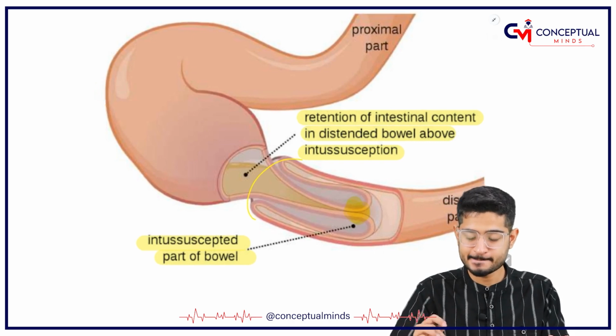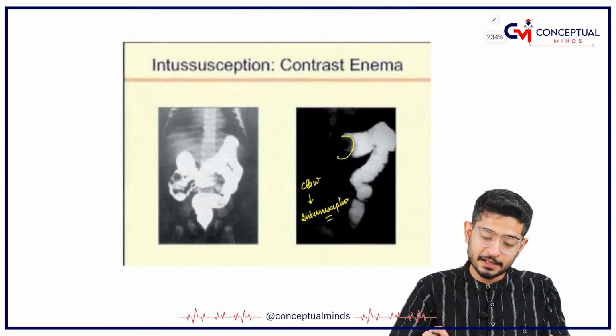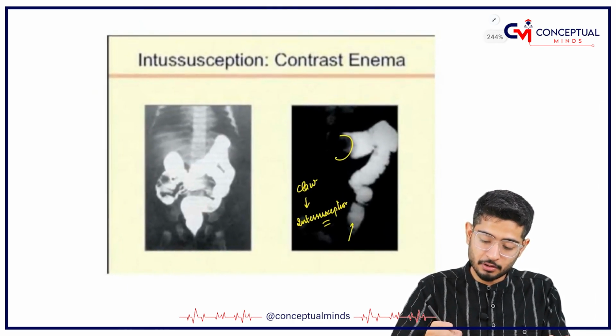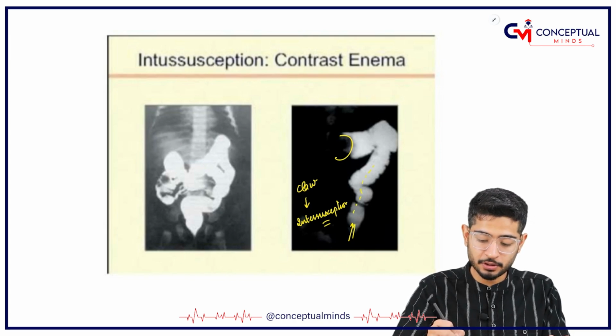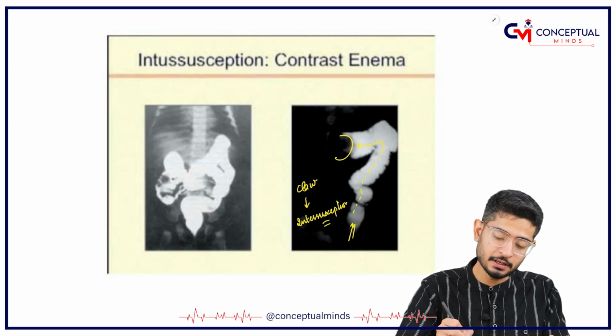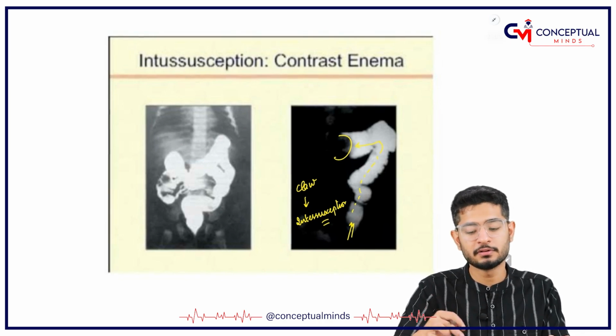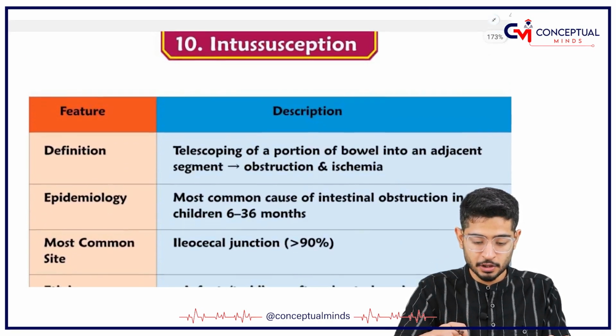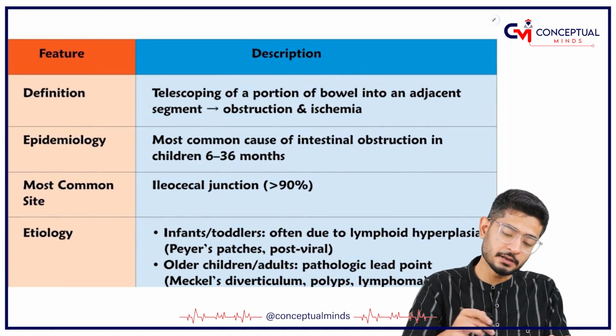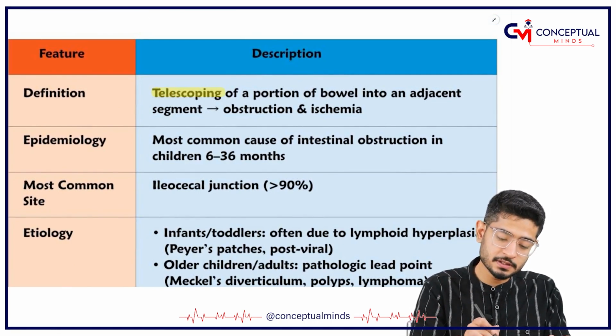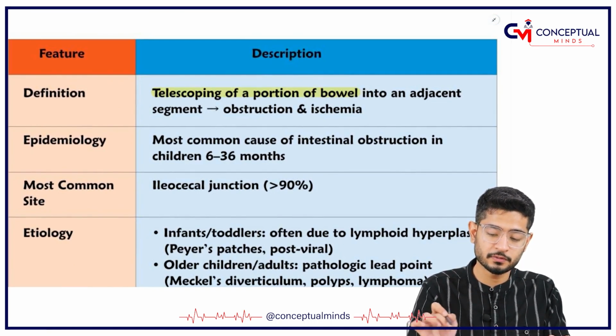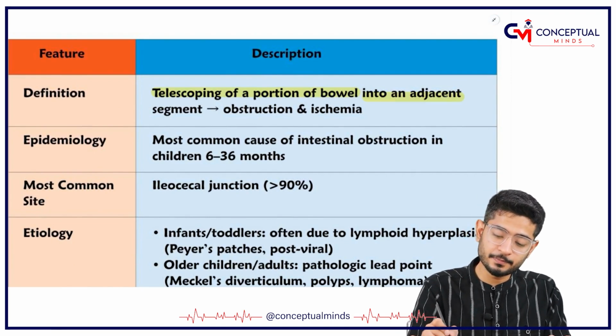Clear? Good. What they have done here is give a contrast enema. It goes only up to here, and then it is not able to go any further because of the obstruction. So keeping this in mind, what is intussusception? It is just a telescoping of a portion of the bowel into the adjacent segment that leads to obstruction.